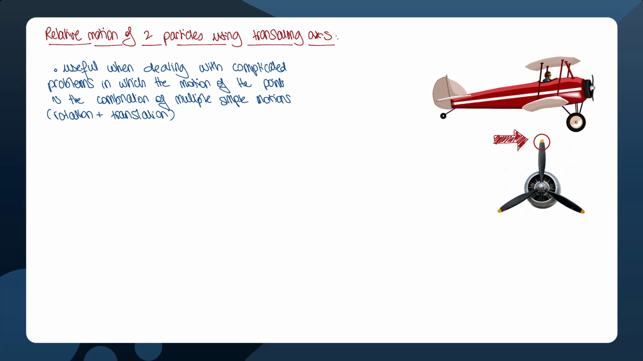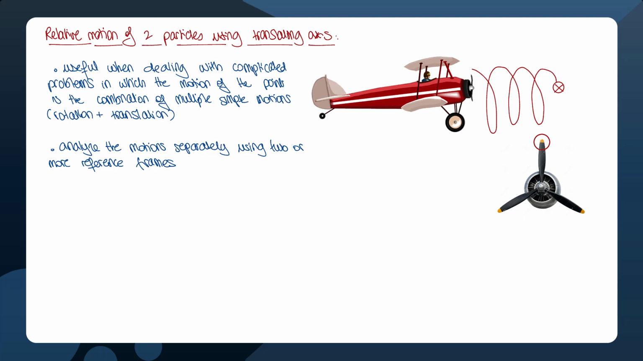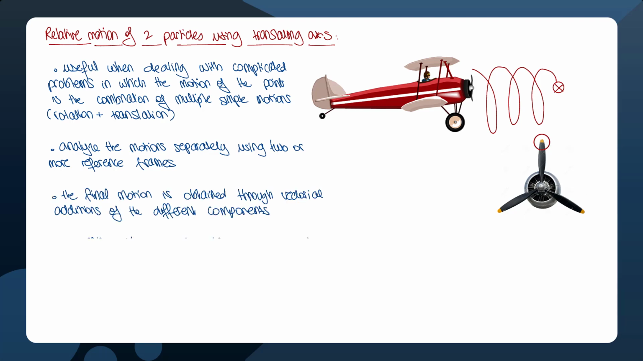So obviously this point will undergo a rotation and a translation at the same time. Its motion would be a sort of spiral that moves. And so in order to analyze this motion in a simple way, one can make use of the relative motion analysis. The goal is to analyze the motion separately using two or more reference frames. You can attach a reference frame onto the plane, onto the propeller, and onto the ground, and you can start to relate the different motions in terms of one another. The final motion is obtained through the vectorial addition of the different components.